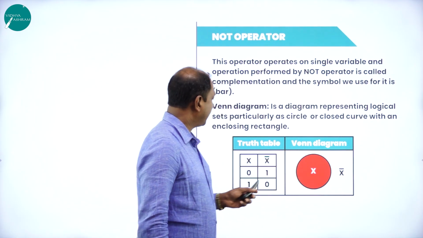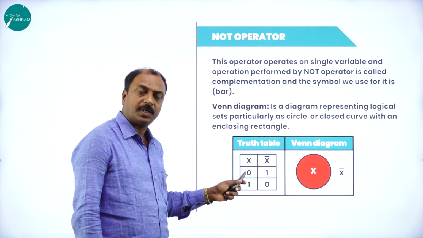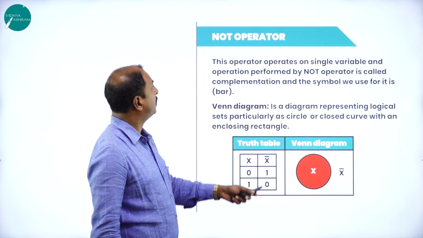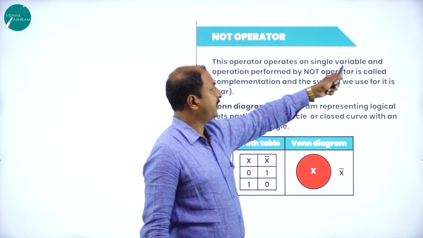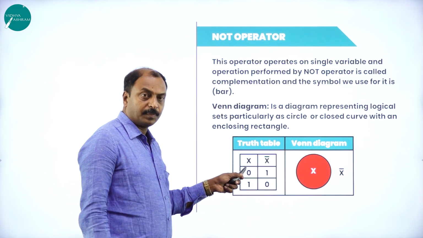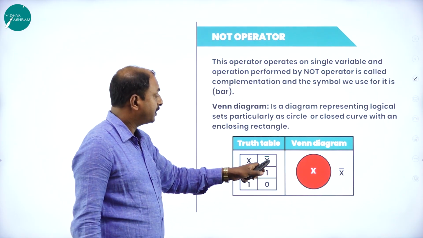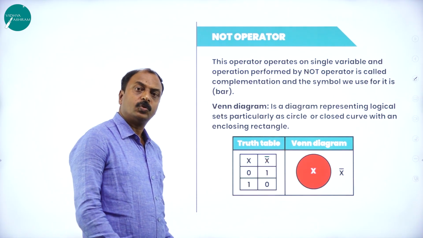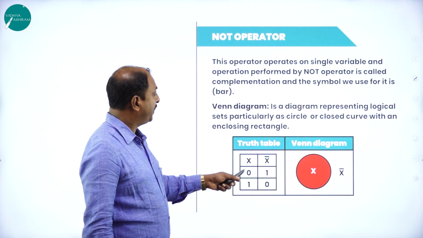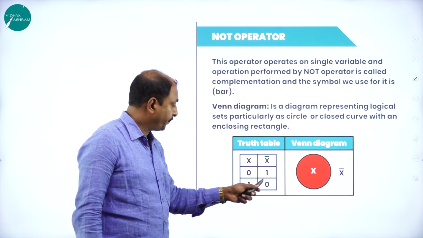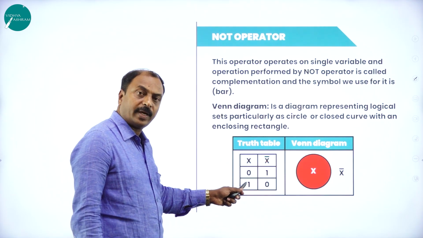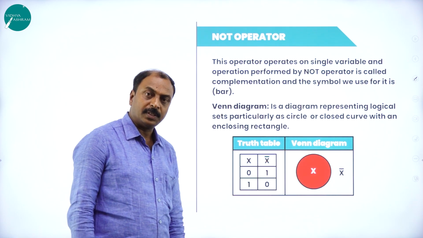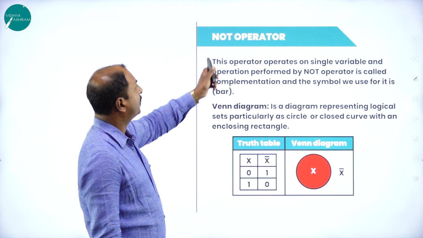Look at this diagram here. This is the truth table, and x is the input and x NOT is the output, because the NOT operator works only on a single variable. This is the complement of the input. What is the meaning of complement? There are two possible values, either 0 or 1. If the input truth value is 0, the complement of 0 is 1. If the input value is 1, the complement of 1 is 0. So this is how we represent it in the truth table. This is the operation of the NOT operator.